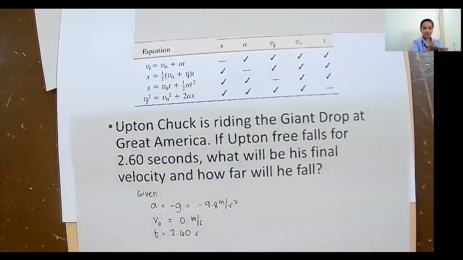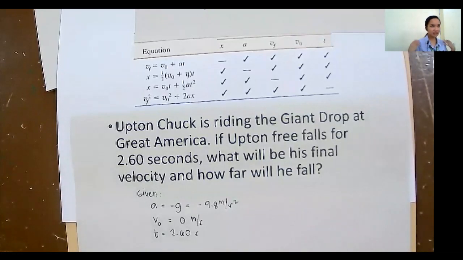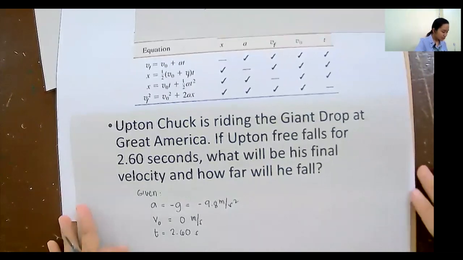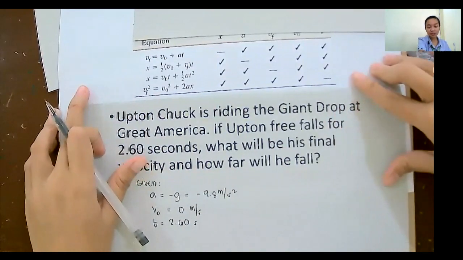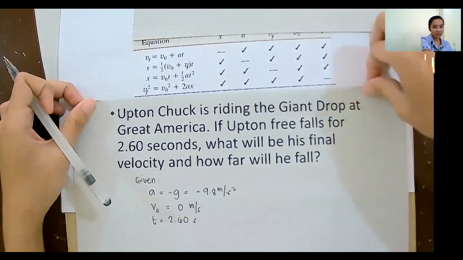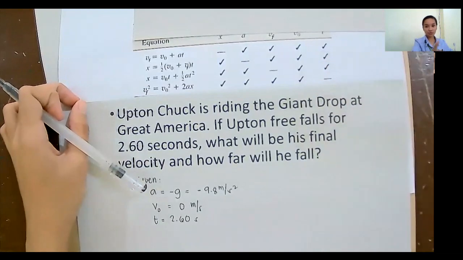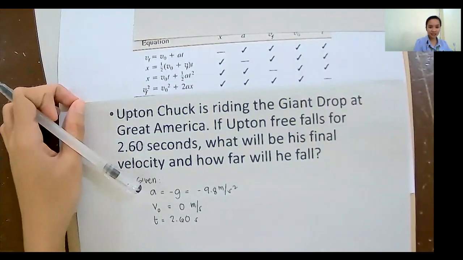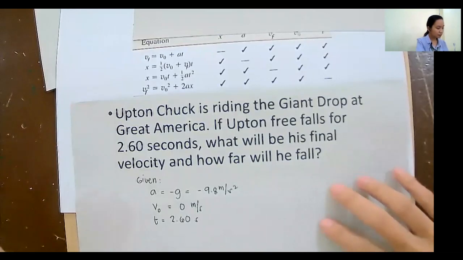So why is our initial velocity considered as 0? It's because he is at the top and then he free falls. While at the top, he's not moving. So our initial velocity is 0. Mostly, if the problem is free fall, our initial velocity is always equivalent to 0. And also, our acceleration is always negative 9.8 meter per second squared. That is your acceleration due to gravity.